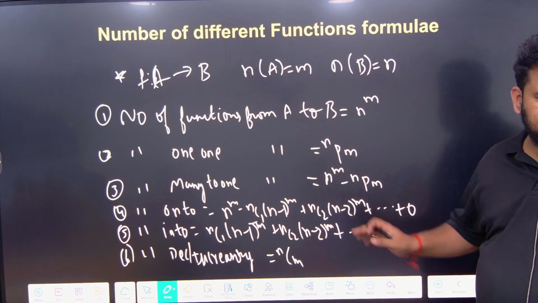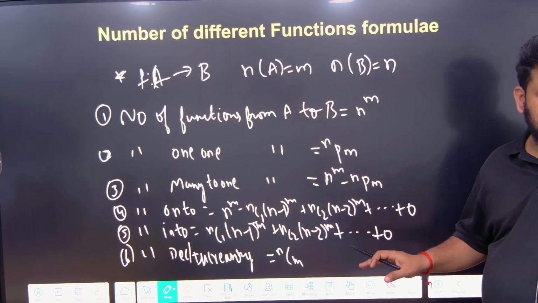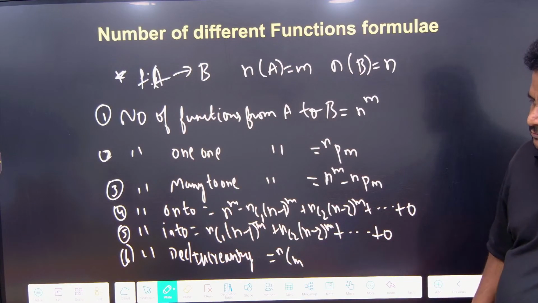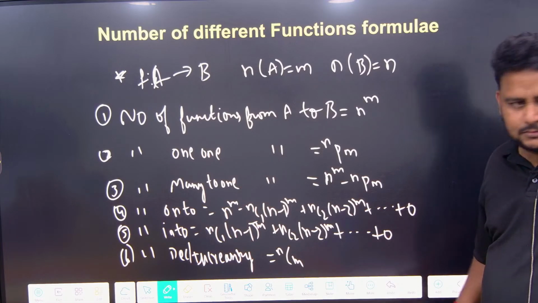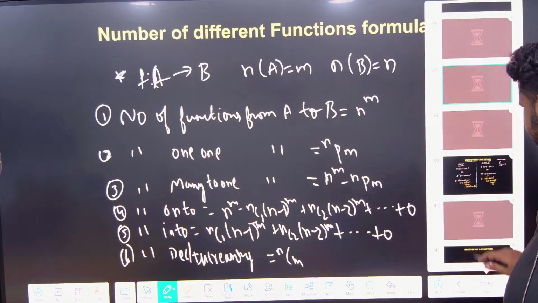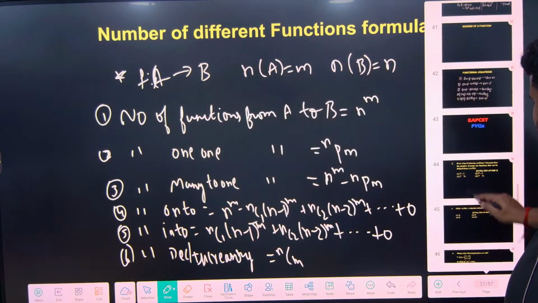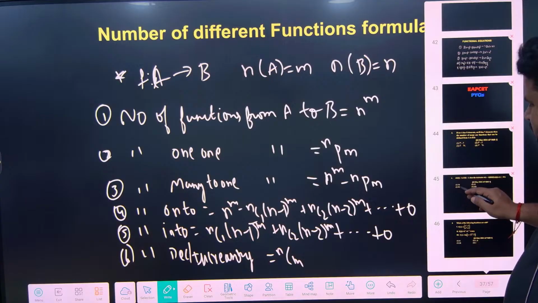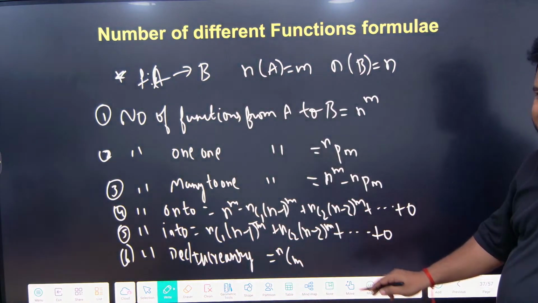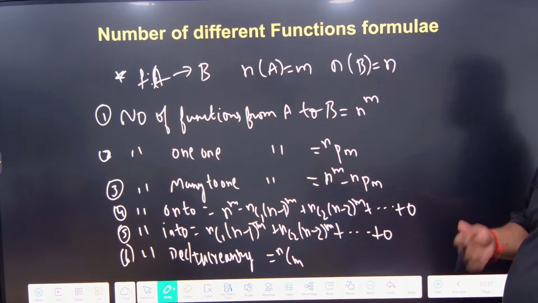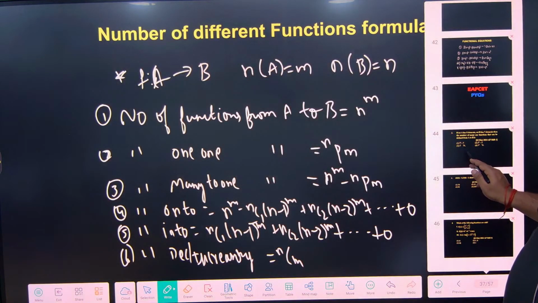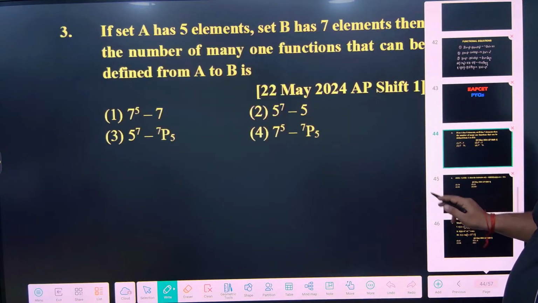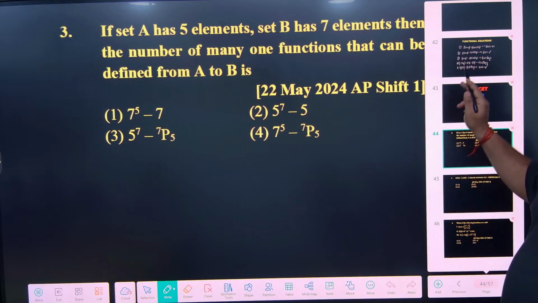Written everyone? Already we have written in one of the class. Permutation, combination, yes. 5 minutes. Okay. Clear? So the number of increasing or decreasing functions will be useful in which topic? Application of derivatives. Written everyone? Written or not? Written? Okay.